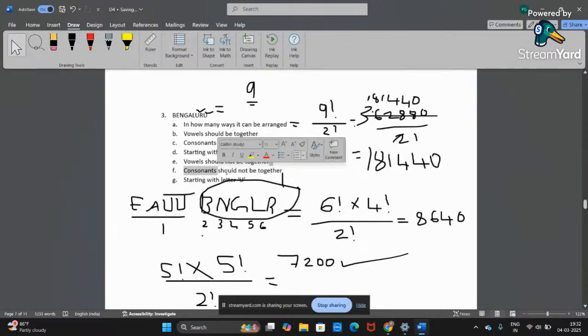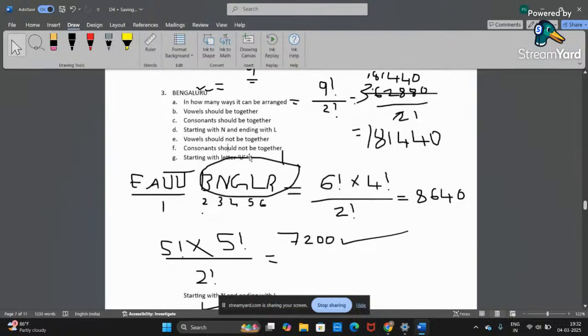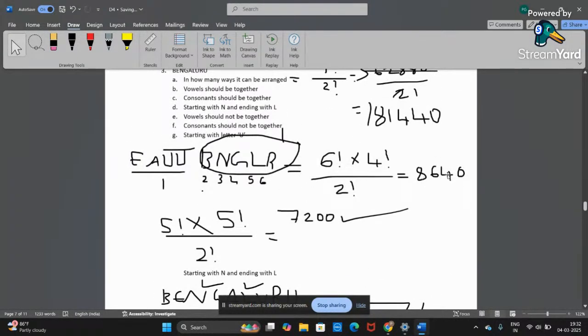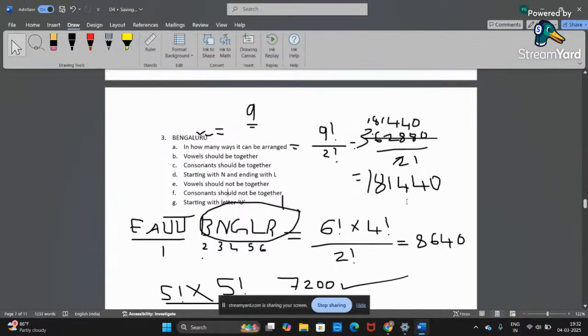Vowels should not be together. And the next one is consonants should not be together. How do we find in how many ways vowels should be together? We have found the answer, right? In how many ways? It is 8640. So what you have to do? In how many ways can the word Bengaluru be arranged? We got the answer for that also. We have to subtract this from the number of times the vowels are together, so that we'll get vowels should not be together.